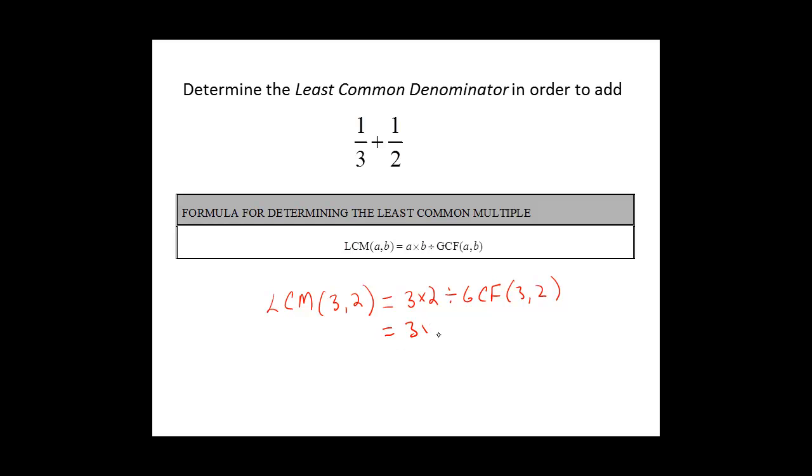So 3 times 2 divided by 1 is going to give us our LCM of our denominators, which will give us the least common denominator. 3 times 2 is 6, and divide that by 1 and we get 6. So the least common denominator of 1/3 and 1/2 is 6.